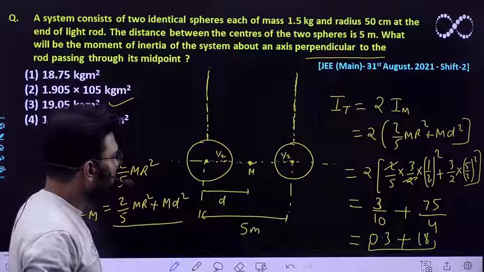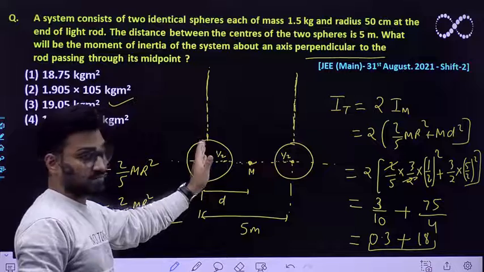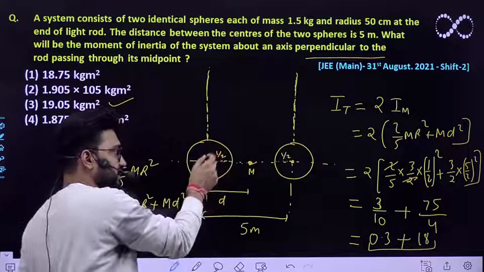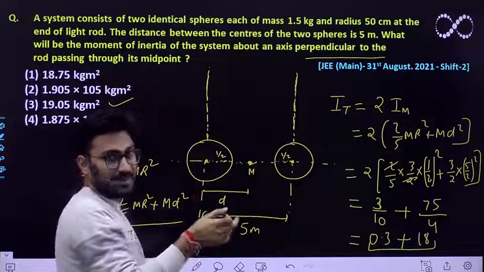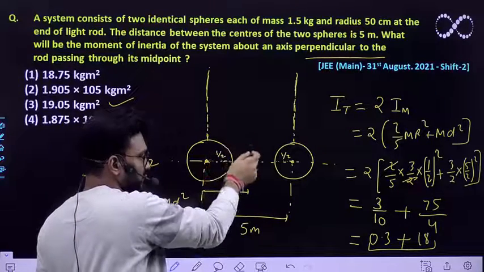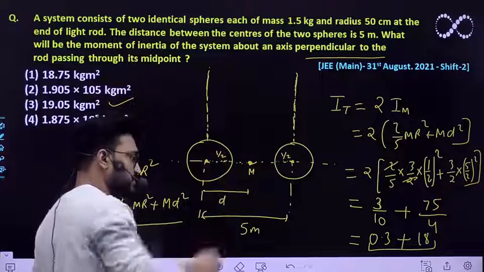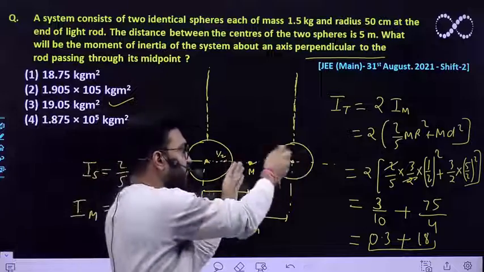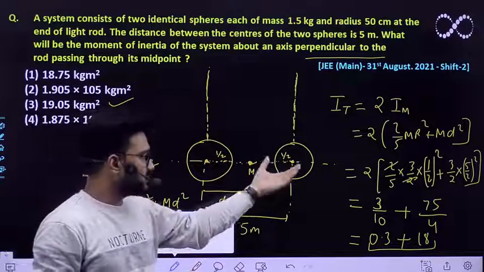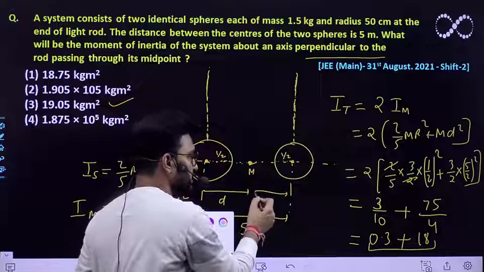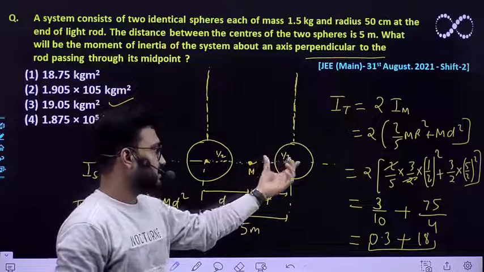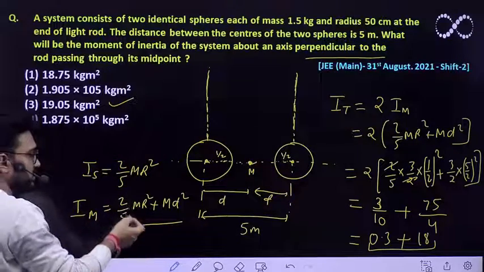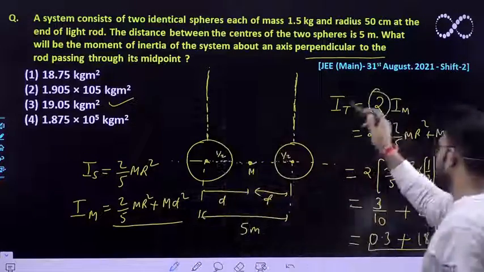What you can do in this particular question is, first of all you have to find out the individual moment of inertia at the center of mass of the individual sphere, and using parallel axis theorem you can easily find out moment of inertia at this particular point. So this is the moment of inertia because of the individual sphere, and because of the other sphere it would be twice, since this distance is also d, which is 2.5, and the sphere is also identical, so you can easily multiply it with twice.